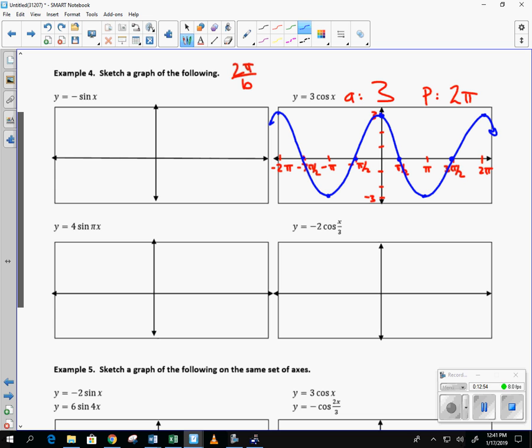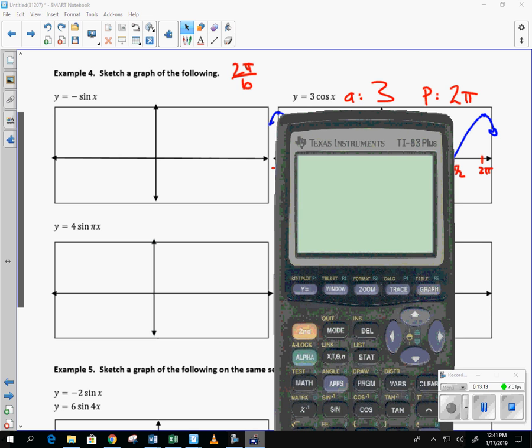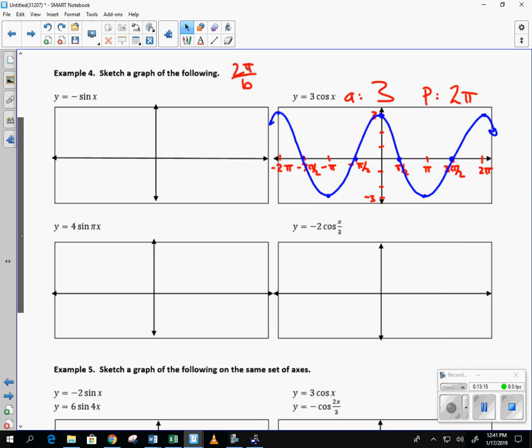Takes practice. That's one of the classes you take in college is learning how to sketch sine graphs. So I'm totally lying about that. That's a joke. Good job.